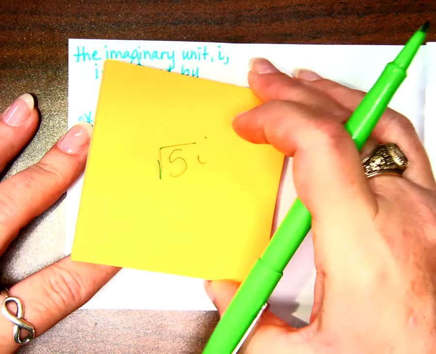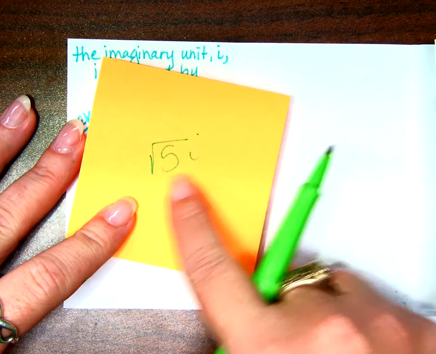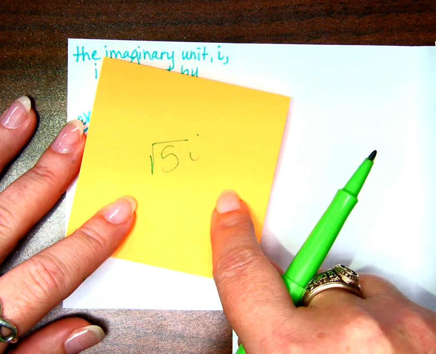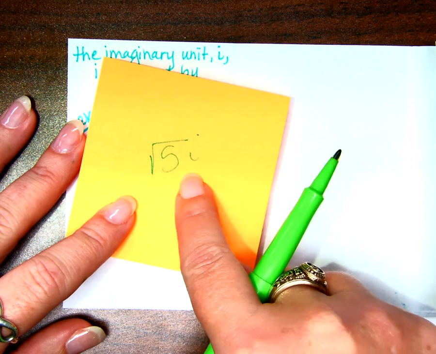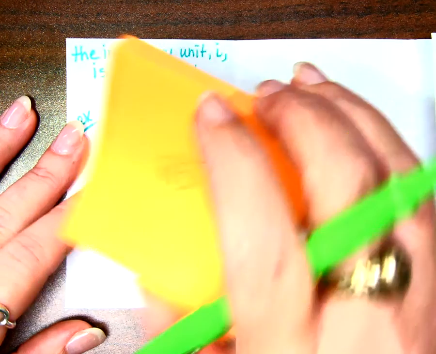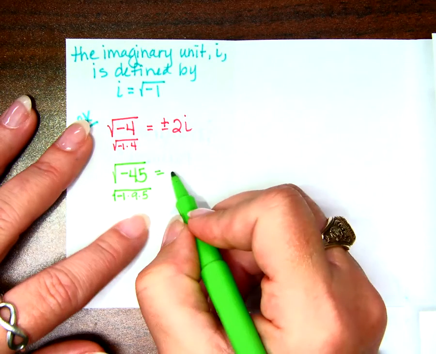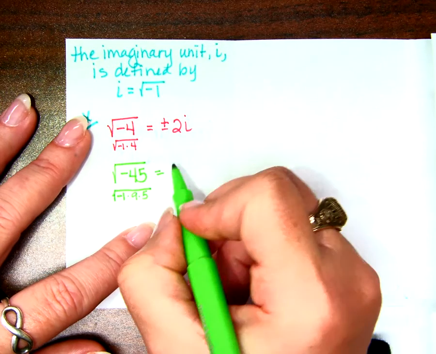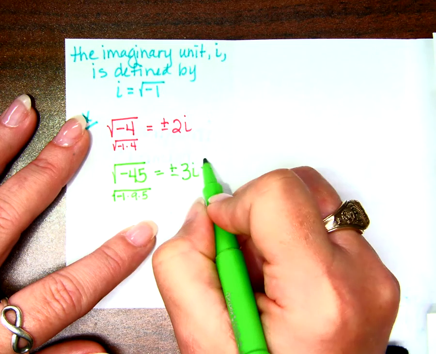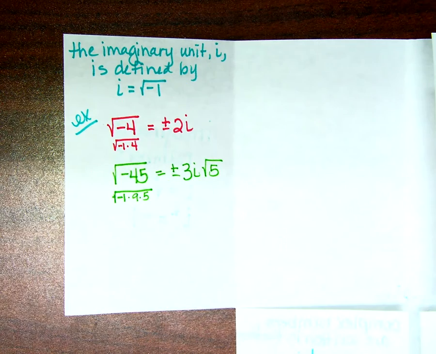If I write square root of 5i like this, is the i inside or outside of the radical? You can't tell, right? So where do I want to write the i? In front of it, right? So how do you think I'm going to end up writing my answer? Plus or minus 3i root 5. Good.